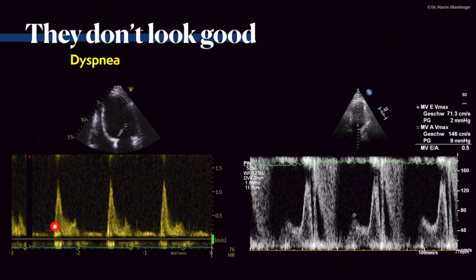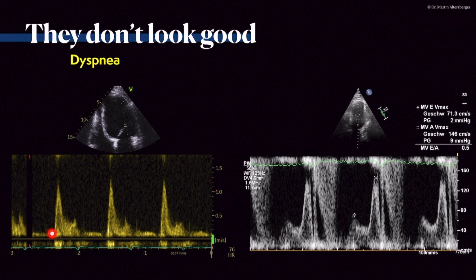They actually complain of dyspnea, and here we have two signals. That's the pulse wave Doppler signal across the mitral valve, so the inflow into the left ventricle. And those two signals are entirely different. If you want to know more about diastolic dysfunction, go to the designated video.